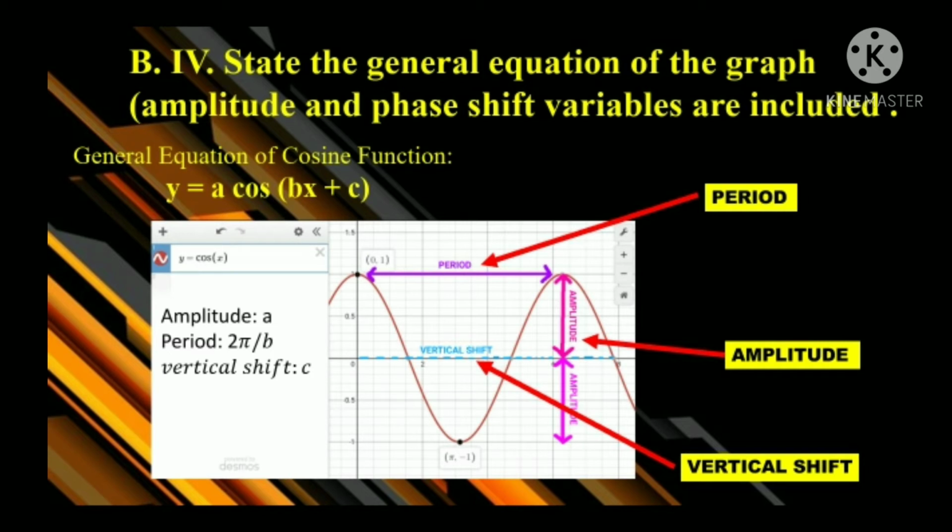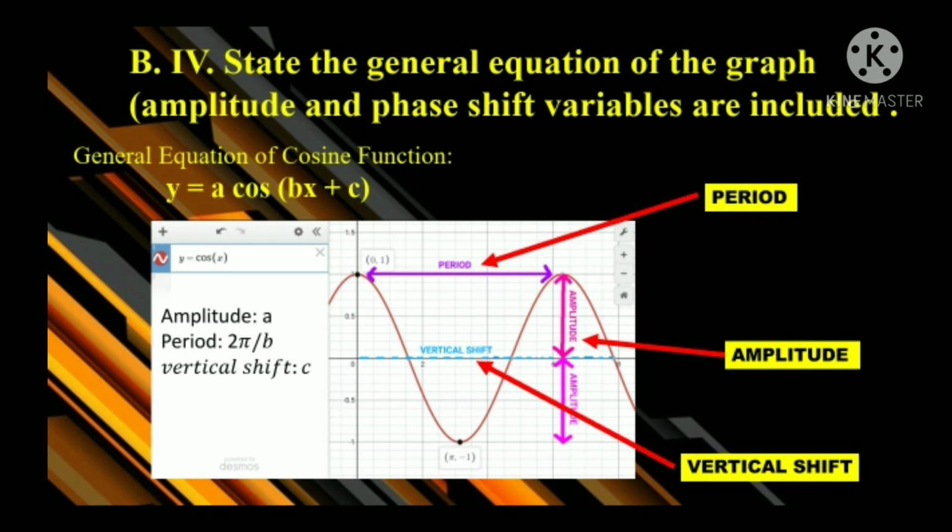Now, the amplitude is the height from the center line to the peak. We can measure this height from the highest to the lowest point and divide it by 2. To solve for the period, we apply the formula 2 pi over b. The period goes from one peak to the next, or from any point to the next matching point.